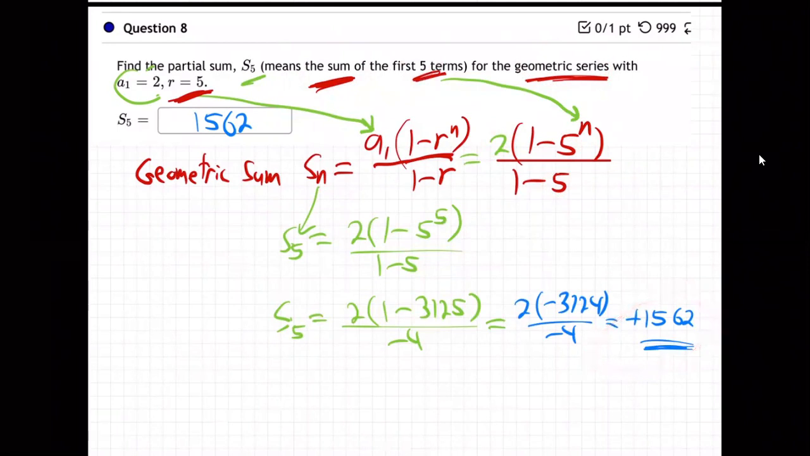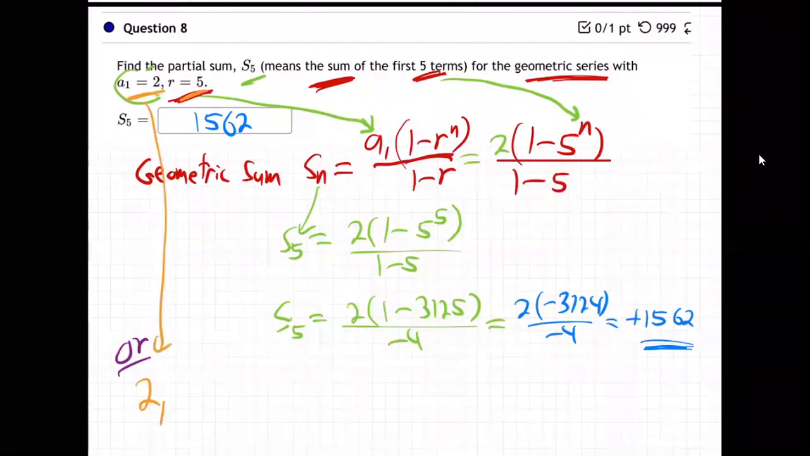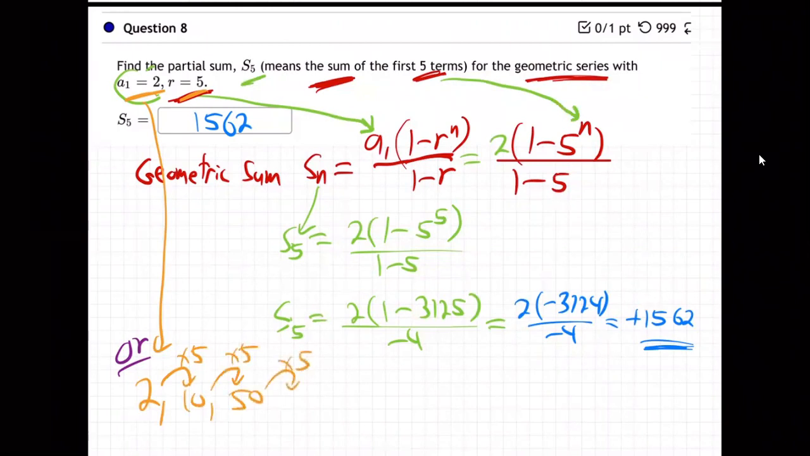Now the other way you can do it, or, you don't like that. Or what you could do is just say, look, the A1 is 2, so that's the first term, 2. And then R is 5, that means you multiply by 5 every time. So to get the next term, you go times 5, that'd be 10. And then times 5, that'd be 50. And then times 5 would be 250. And then times 5, use your calculator if you need to, 1250. Those are the first 5 terms.